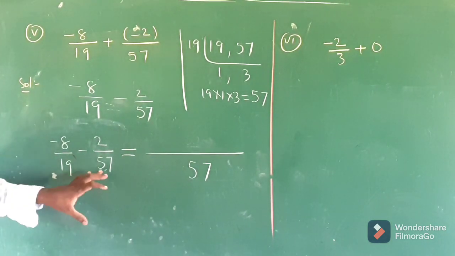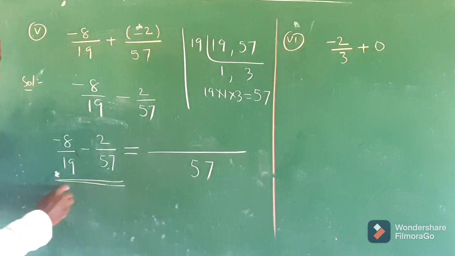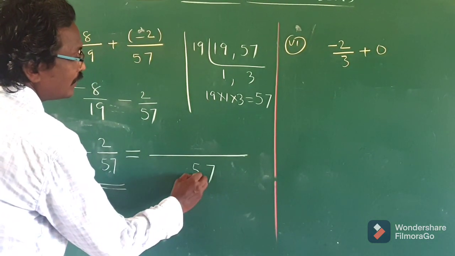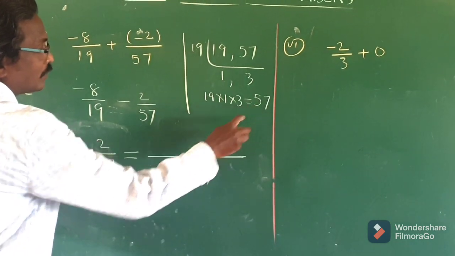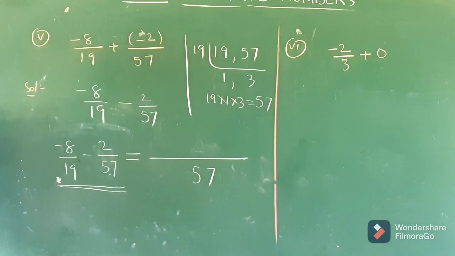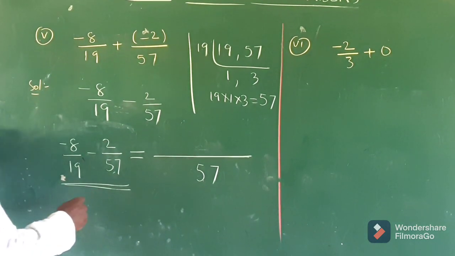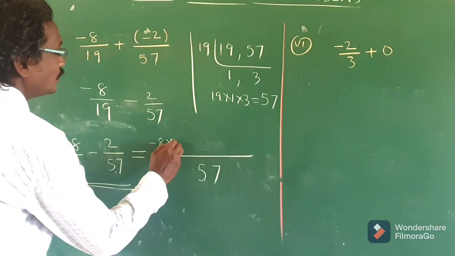Okay. So first here write the question. Put equal symbol, then division bar. Here I have written LCM. Okay. Next step. Now 19 table in 57. How many times? 3 times. Minus 8 into 3.